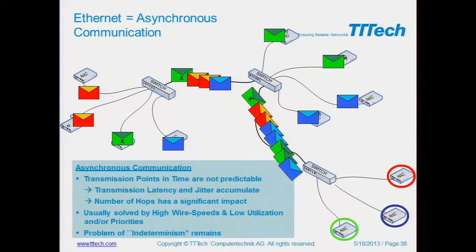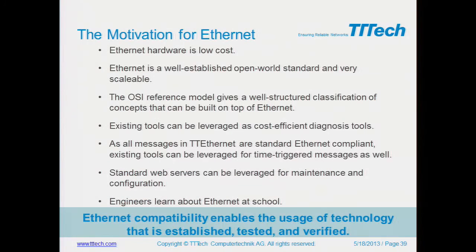So the unpredictability is covered by the fact that you are so fast that you hope that no overlapping or no contradiction between data is ever going to occur. Now, the motivation for Ethernet, as we said before, is damn low cost, extremely good performance.